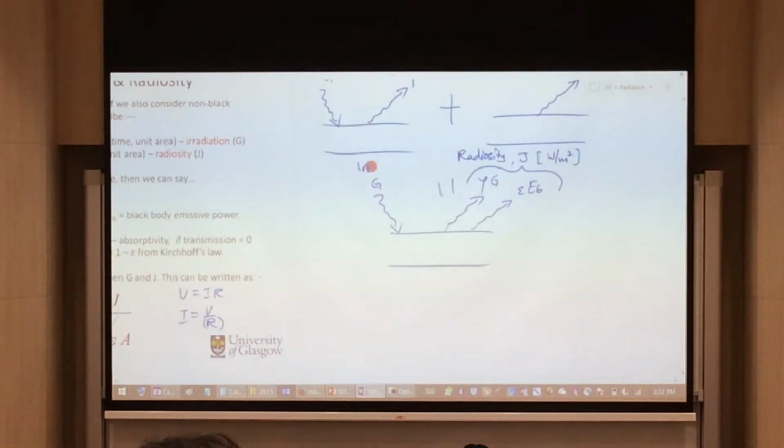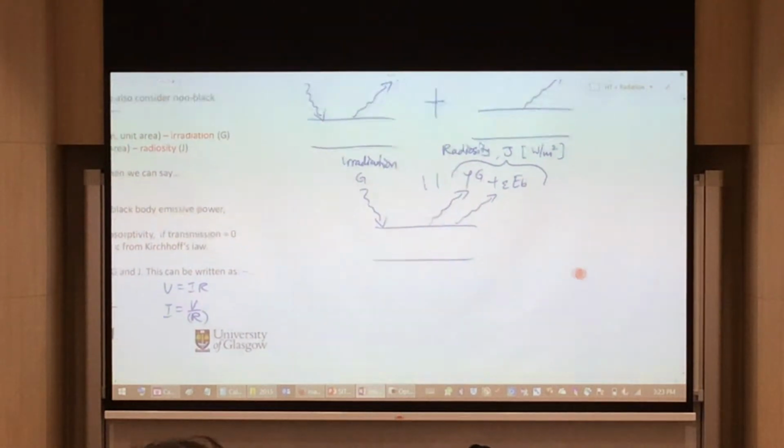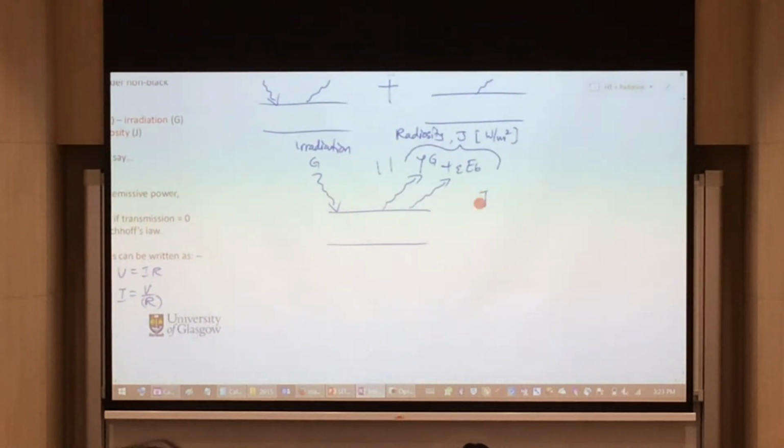G over here is irradiation. So please know the names of these terminologies. If I were asked what radiosity is, please don't say it's a radio frequency. When we talk about radiation, radiosity is a combination of your reflected irradiation plus the energy that's radiated due to the surface. So J is equal to E epsilon B plus rho G.